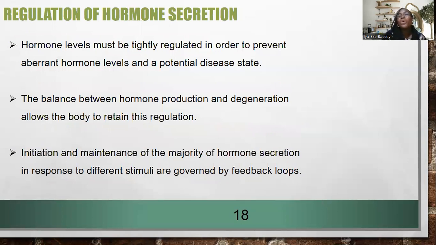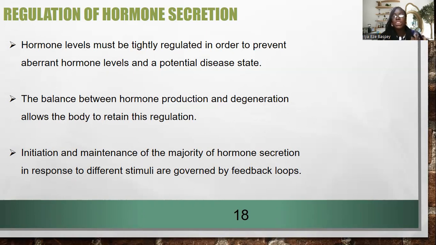So how is hormone secretion regulated? Hormone levels must be tightly regulated in order to avoid an aberrant hormone level, a hypostate or a hyperstate, both of these states producing a potential disease state. Whether it is too high or too low, both of them are capable of producing a disease state. So the balance between hormone production and degradation allows the body to retain this regulation.